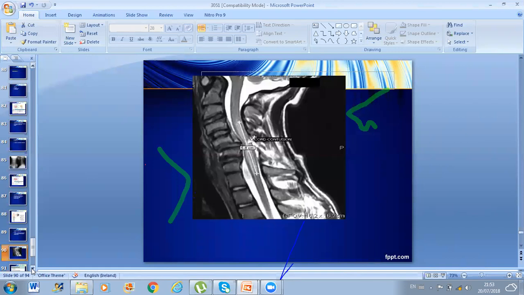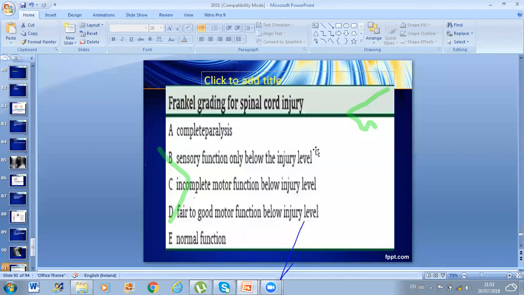So he may ask you how you grade a spinal cord injury clinically. So for spinal cord injury, sir, I have the ASIA grading. I will fill the ASIA chart. Do you have anything which you can verbally communicate? So it's called Frankel grading. You know what Frankel grading is? No. This is Frankel grading.